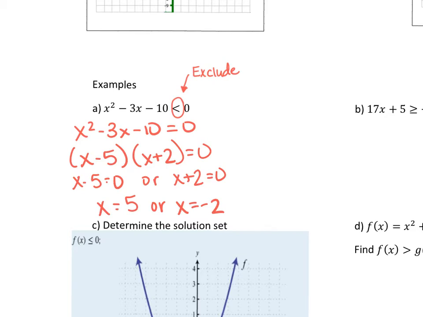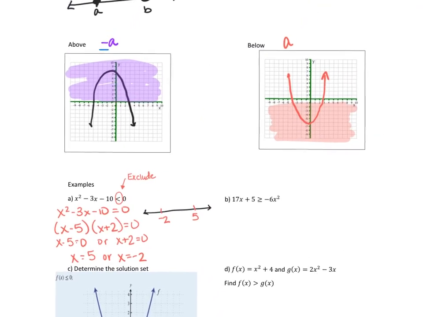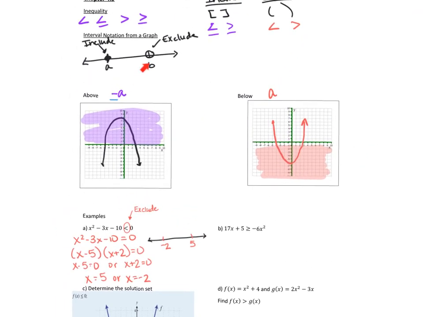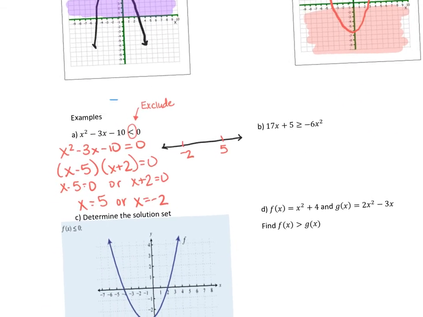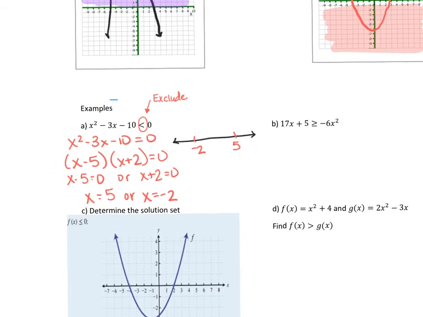So the next thing I'm going to do is draw a number line and label my number line with those solutions. So I have, putting them in number order, here's negative 2, here's positive 5. And remember, because I'm excluding, exclude means you draw the open circle on the number line. So I'm going to draw an open circle on both those values. And I'm excluding because of this symbol here. This tells me to exclude. So I'm going to exclude here and exclude here.